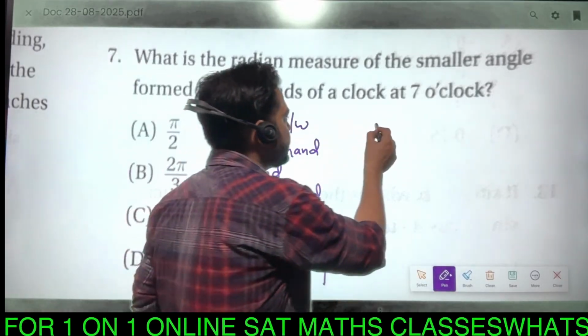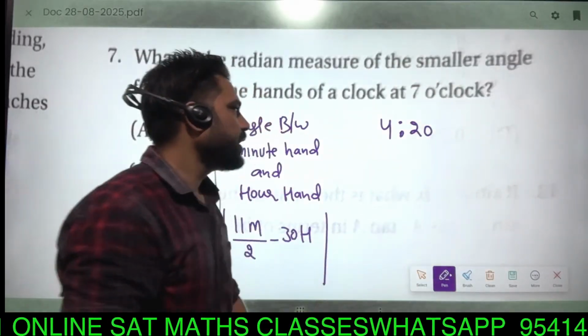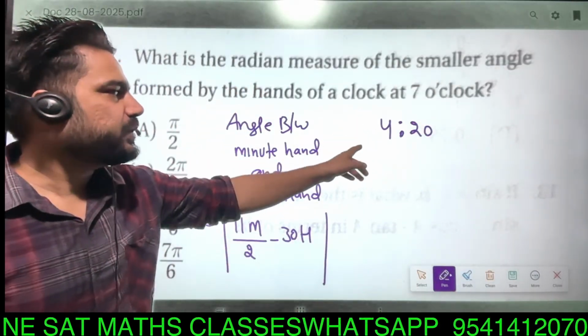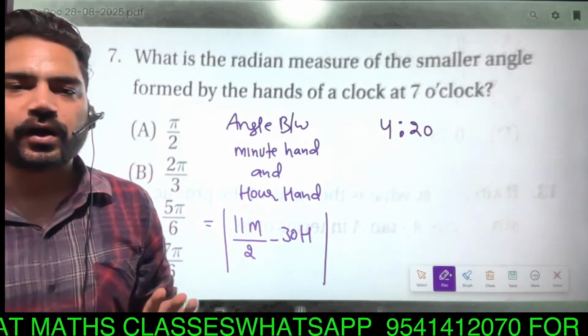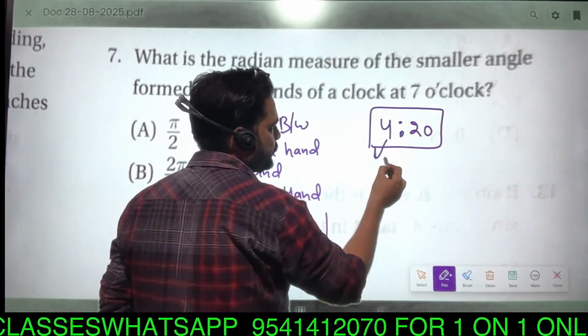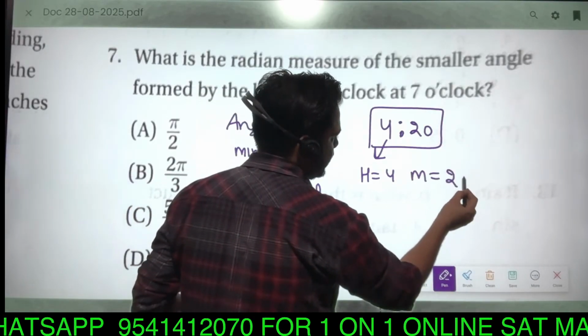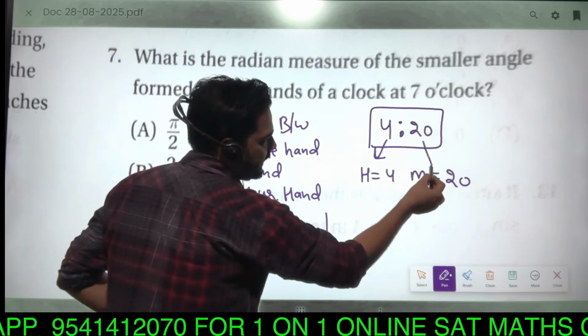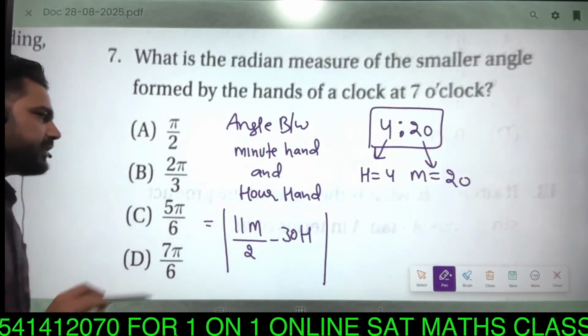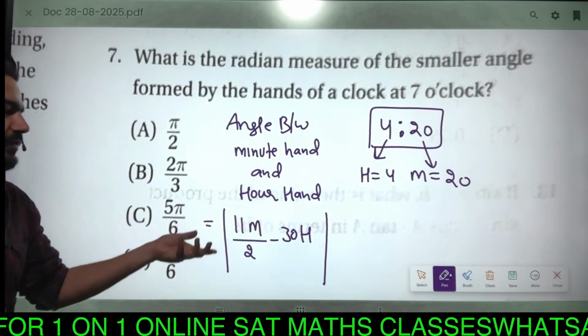For example, suppose we have the time 4:20 on the clock. At 4:20, what will be the angle between the minute hand and hour hand, and how do we find it? In this time the value of h will be 4 and the value of m will be 20. The latter part is our minute and the earlier part is our hour. So we put the values of m and h and we can find the angle directly.